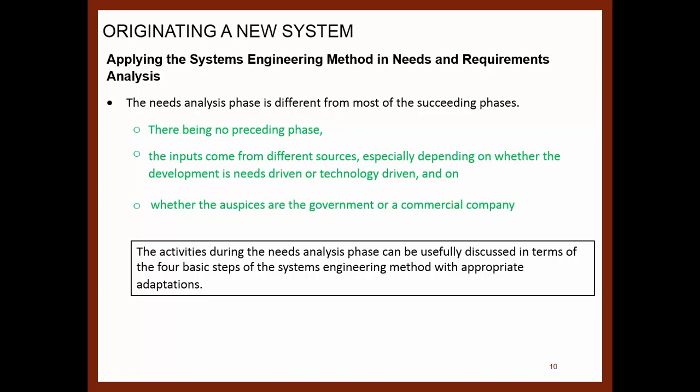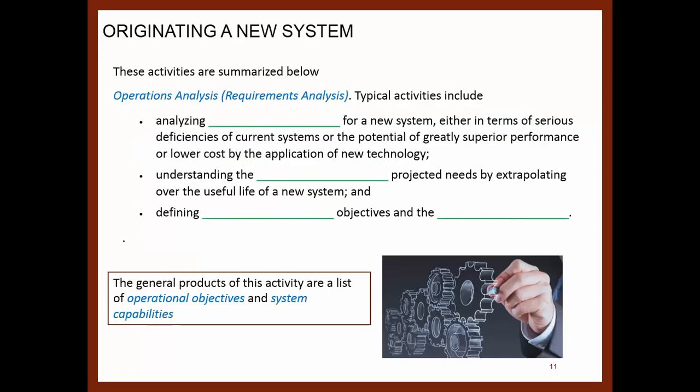Okay, so remember our discussion. We are talking about the system life cycle. Now we are going to apply the systems engineering method to that first stage of the system life cycle. So these activities are summarized below. First, the operations analysis. This is where we state the requirements.